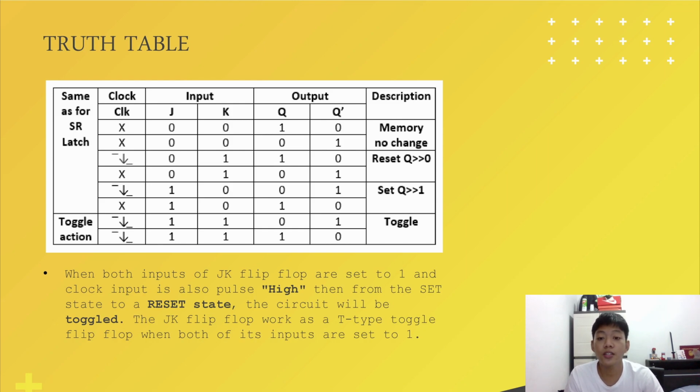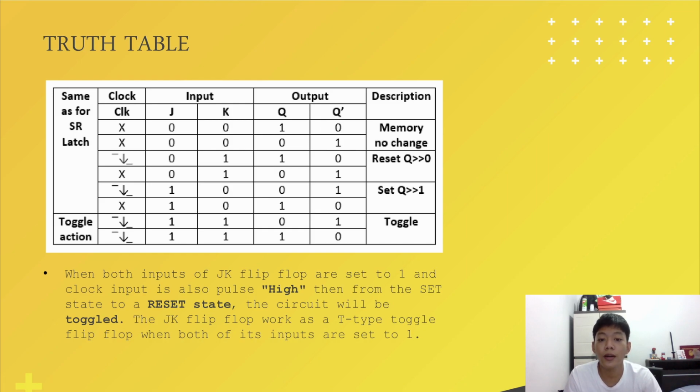Now, the 4 possible states are set. So, sa set, meron tayong Q equals 1 and Q bar equals 0. Now, if the input J is high and the input K is low, the flip-flop will be set to the set state on the next clock pulse.